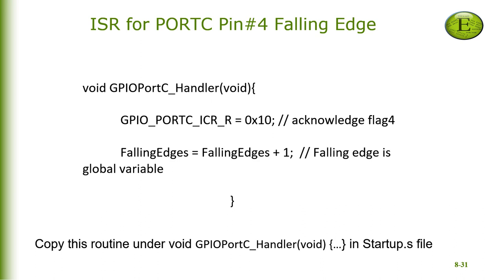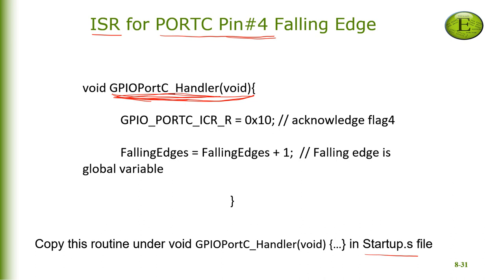And finally, we are here. We are ready to write our first interrupt service routine. This is for the interrupt service routine for port C, which is configured for interrupt to be sensed on pin number 4. The name of the routine is the same name as we find in the startup.s file. That is going to remain unchanged. So we don't want to change the name of the interrupt service routine. That is the default interrupt service routine name, the GPIO port C handler. We saw those names in the table before.